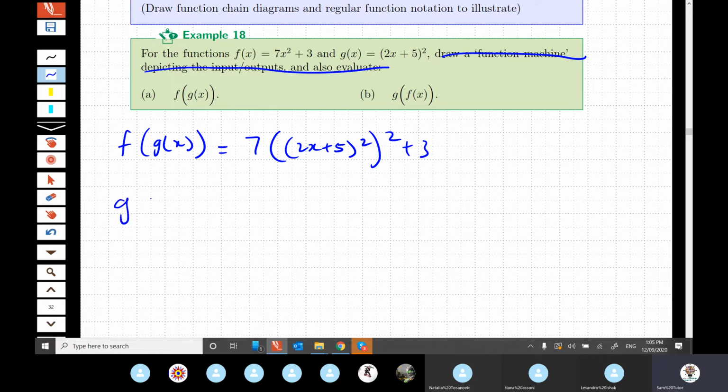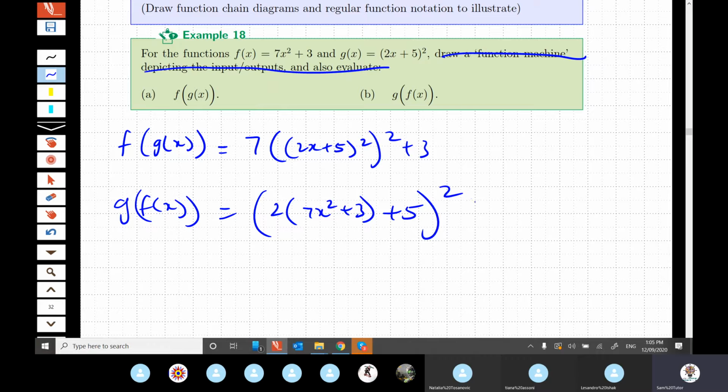Whereas g of f of x, sub in f of x into g. Sub in this into g. I got a question for a mock exam once. It was asking, f of x is even and g of x is odd. Yeah, we've done that one. Can you show me how to do that again?